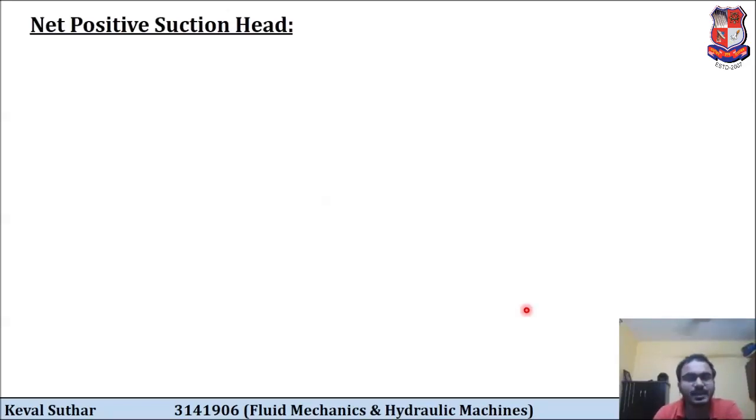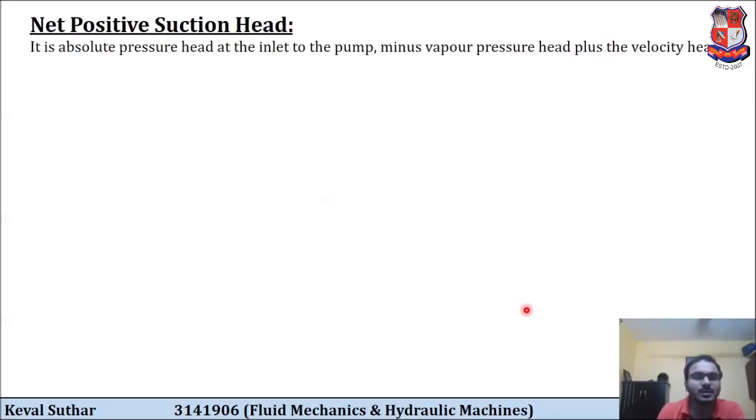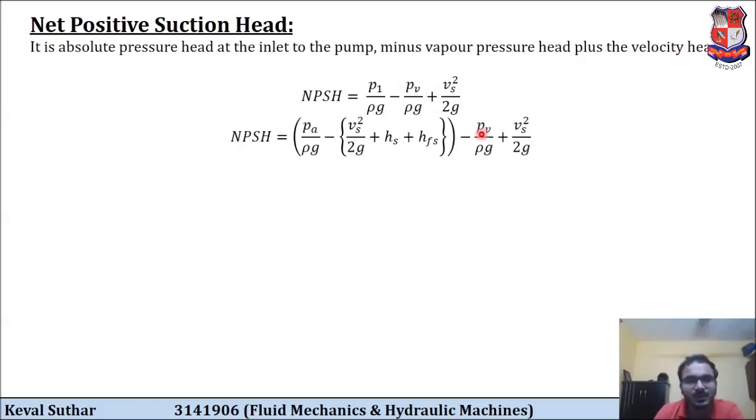Now the next topic is net positive suction head. It is defined as the absolute pressure head at inlet of the pump minus vapor pressure head plus velocity head. So this is the value of NPSH, which is P1 by rho g, that is the first term, pressure head at the inlet to the pump, minus vapor pressure head, that is the second term, Pv upon rho g, plus velocity head, which is given by Vs square by 2g.